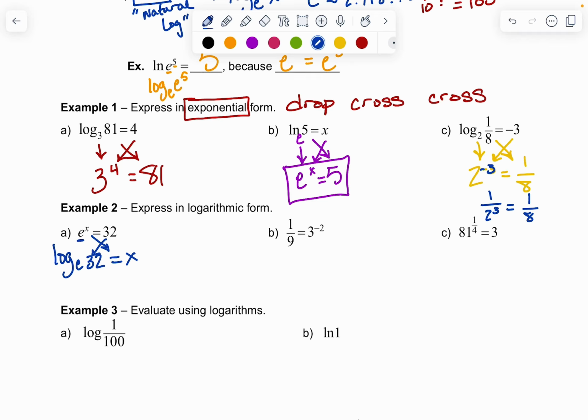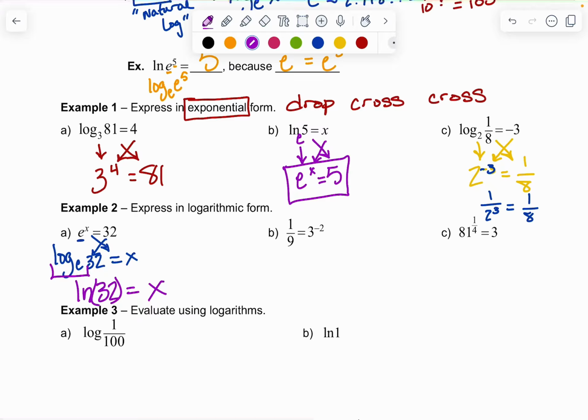Okay, log e. Well, we said that that is one of the special ones. Log e is what we call our natural log. So we could just write ln 32 equals x.